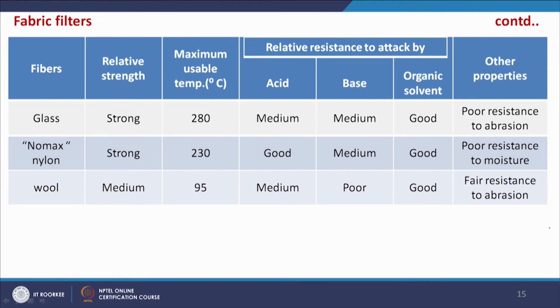Others are glass, Nomex nylon and wool. Glass has strong relative strength, maximum usable temperature 280 degrees centigrade, medium acid and base resistance and good organic solvent resistance, but poor resistance to abrasion. Nomex nylon has strong relative strength, maximum usable temperature 230 degrees centigrade, good acid resistance, medium base resistance and good organic solvent resistance, but poor resistance to moisture. Wool has medium relative strength, maximum usable temperature 95 degrees centigrade, medium acid resistance, poor base resistance and good organic solvent resistance, but fair resistance to abrasion.